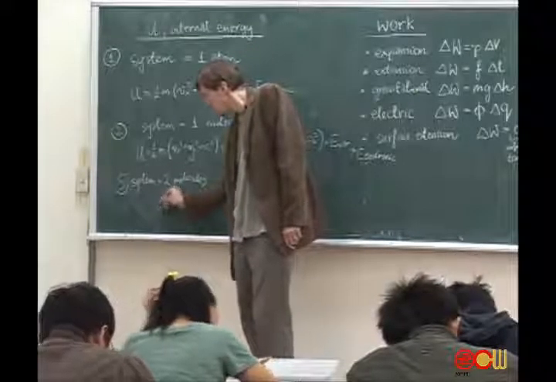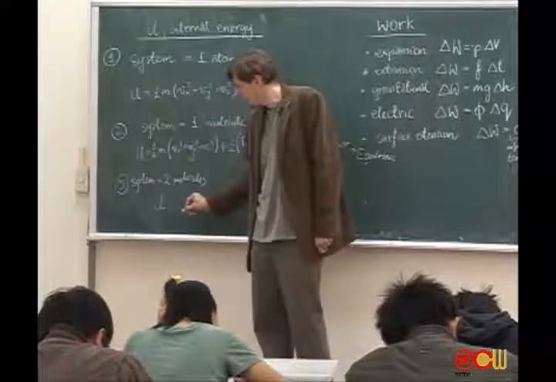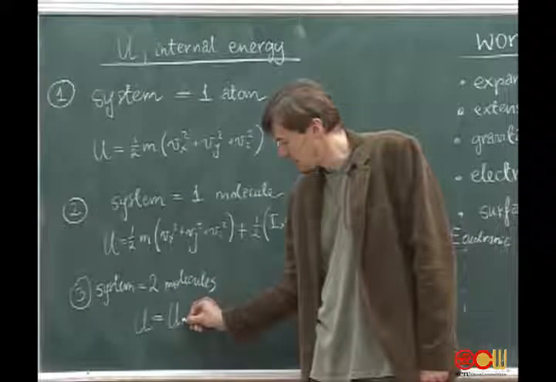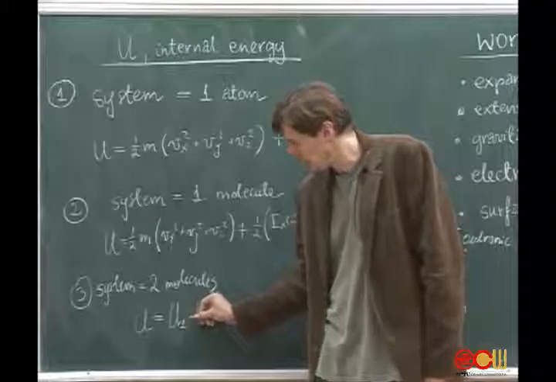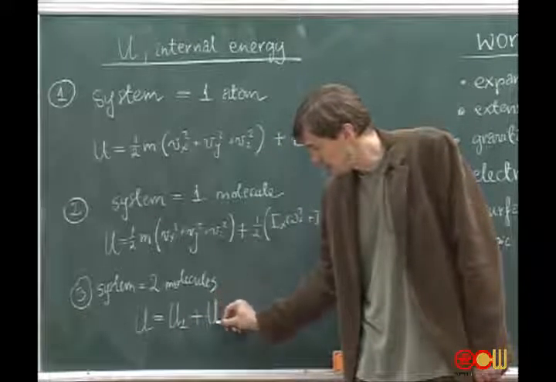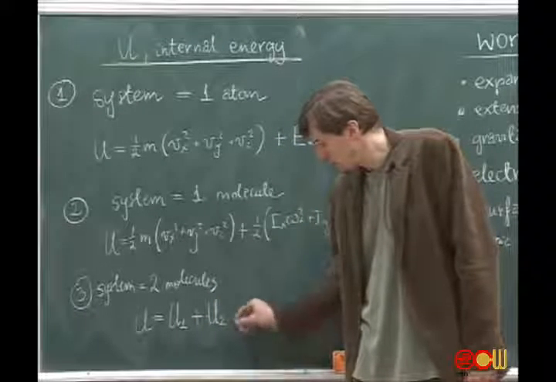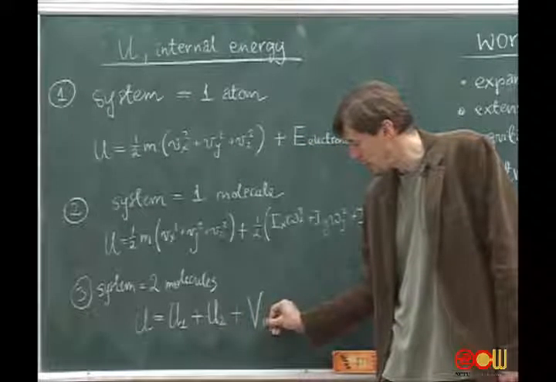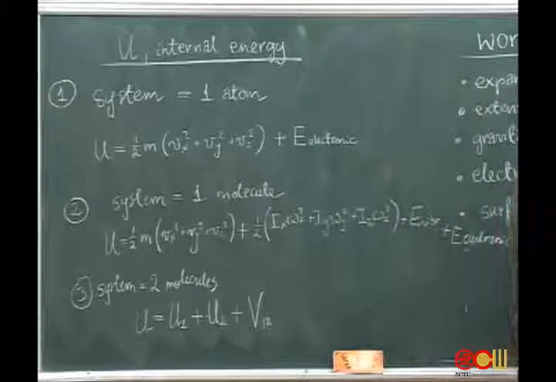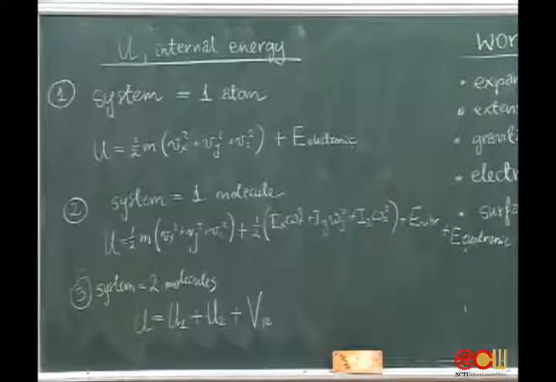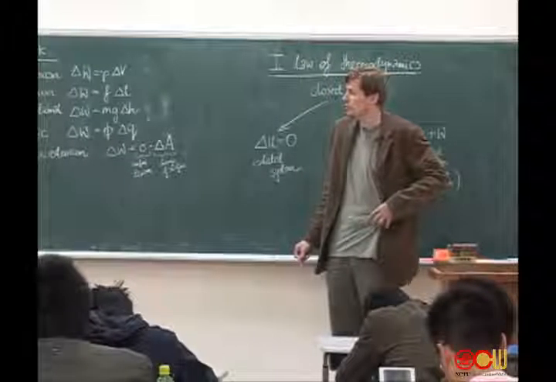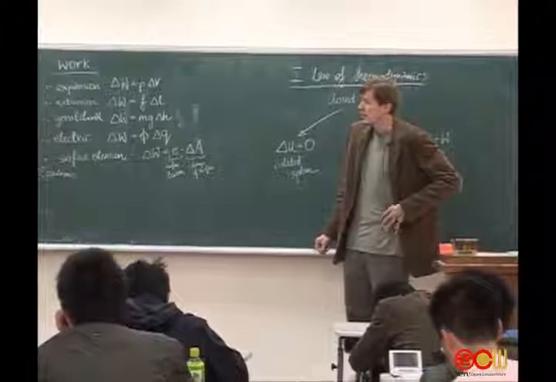Okay, then you would have that the total energy is equal to the internal energy of the first molecule plus the internal energy of the second molecule plus the interactions between molecule 1 and 2. Well, usually electromagnetic, electric interactions between these molecules. But you see that the number of terms is getting huge already for two molecules. And there is another thing.